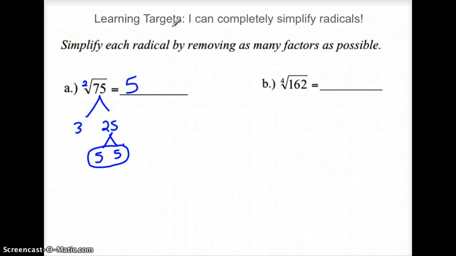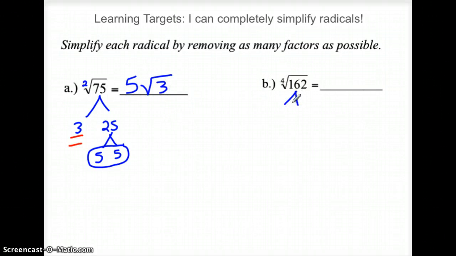Okay, because I have 1 set, so 1 5 comes out. But I had this 3 that was left over. Okay, what are we going to do about that poor guy? He doesn't get to go outside and play. He has to stay in the house, more specifically inside the square root house. So this would be simplified radical for the square root of 75.